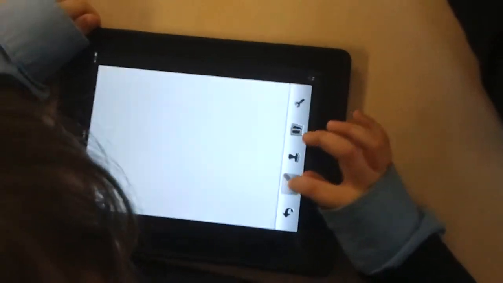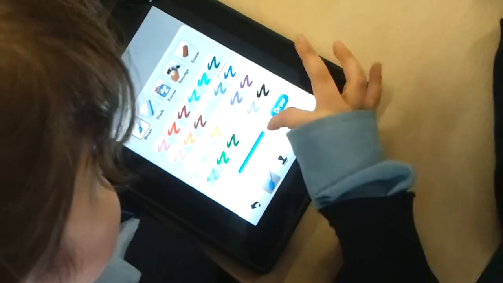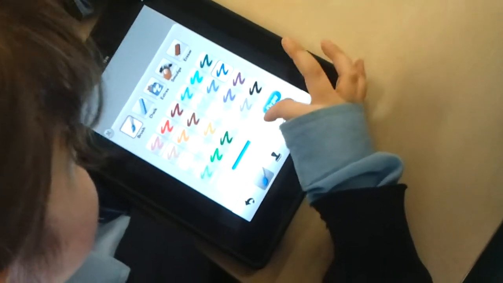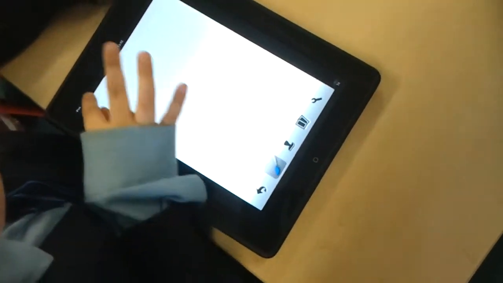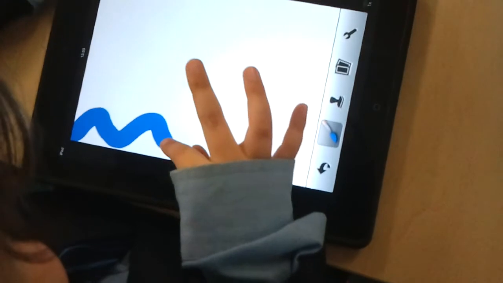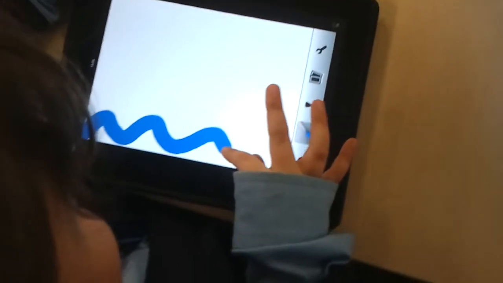So, Ivana is going to draw a picture for us. Yes. And she's going to select her colours, and the size of her brush. So, Ivana, what are you going to draw for us? You're going to start off by drawing the sea.